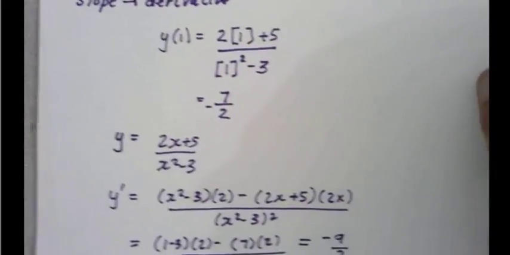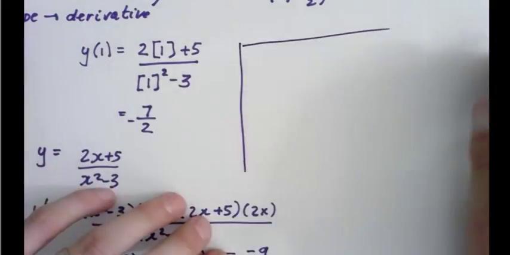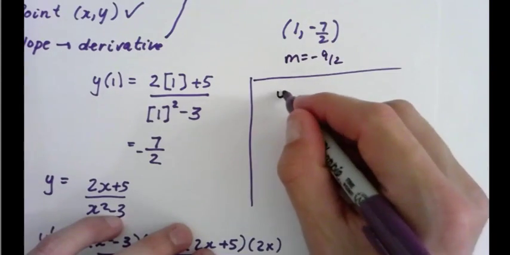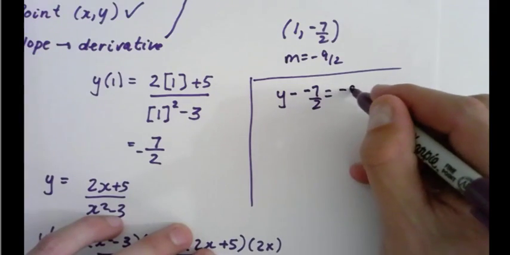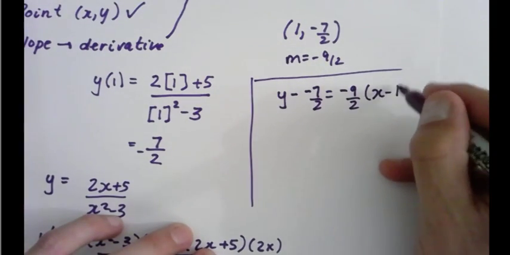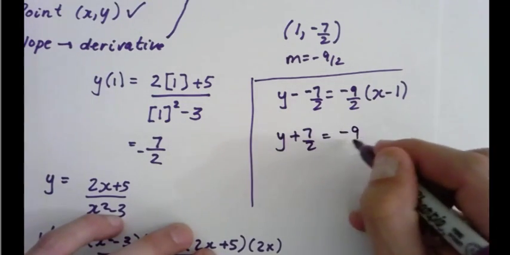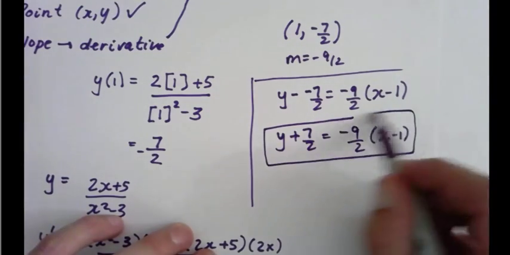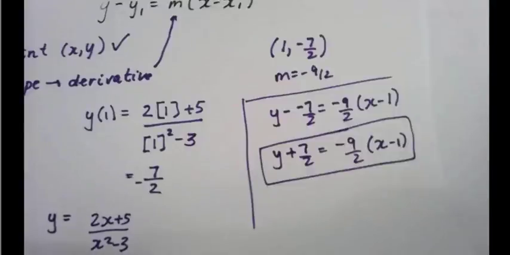Now I have the point and I have the slope, so let's go ahead and write the equation. My slope is negative 9/2, and by the formula, y minus y1, which is negative 7 over 2, equals the slope times (x minus 1). We simplify that and get y plus 7/2 equals negative 9/2 times the quantity (x minus 1). So there is the equation of the tangent line at the point (1, negative 7/2). So I've got my first example done.